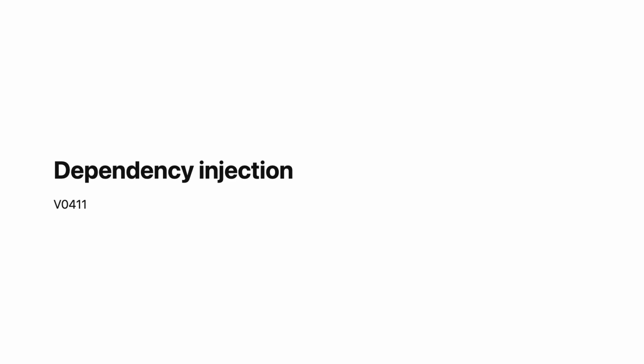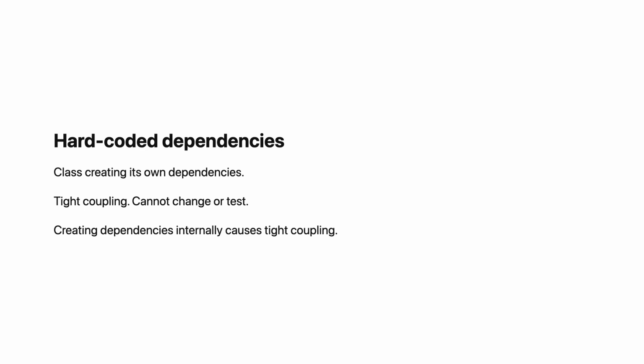Classes create the dependencies internally. class UserViewModel { val repository = UserRepository() }. The view model creates its own repository. Tight coupling. Hard to change.